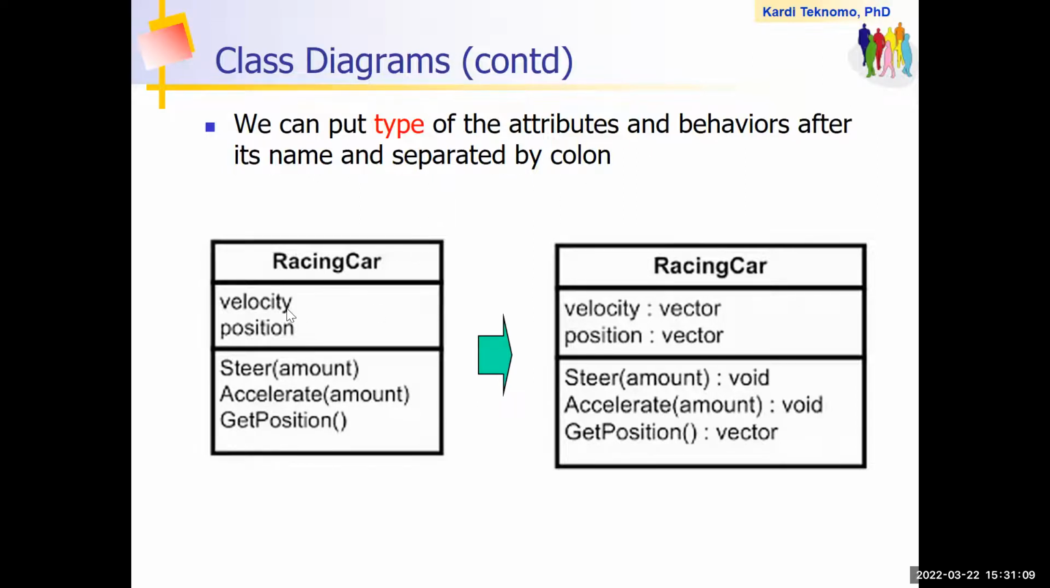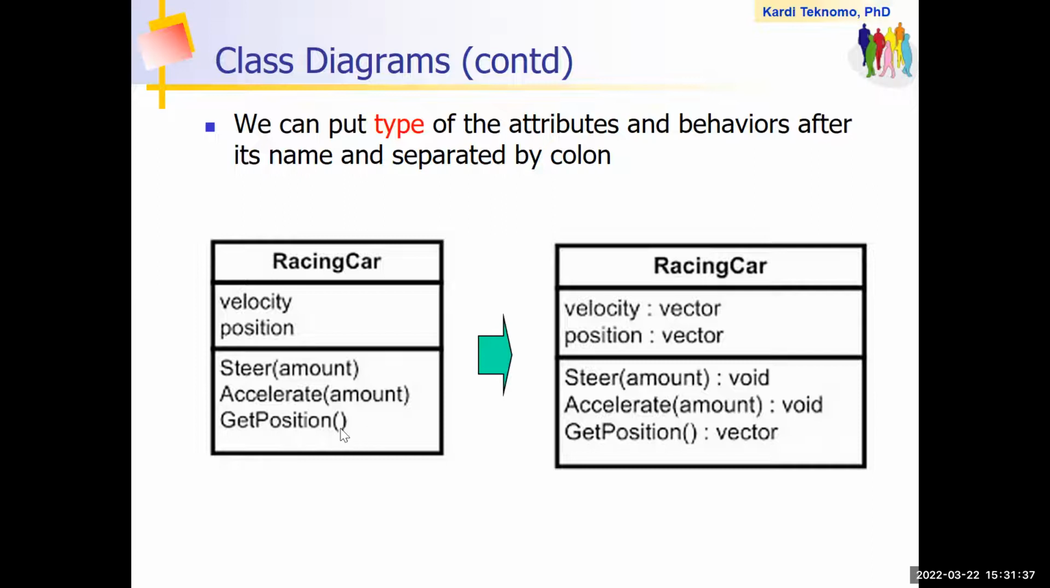So what is this type? For example, the attribute is velocity. This should be a vector. And then the position should be a vector. Okay. Steer amount, what is this? This is a function, right? The method. Name steer. The input is amount. The output is void. No output, no return value. Void means no return value.